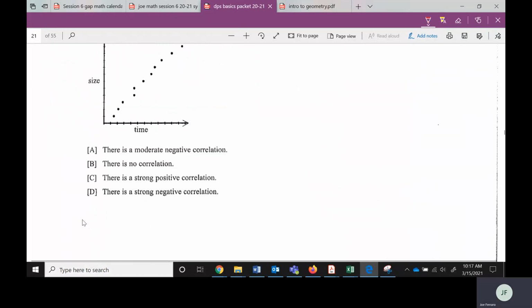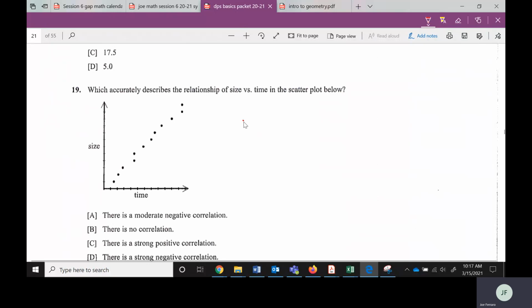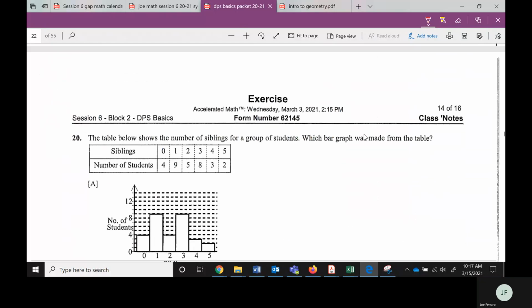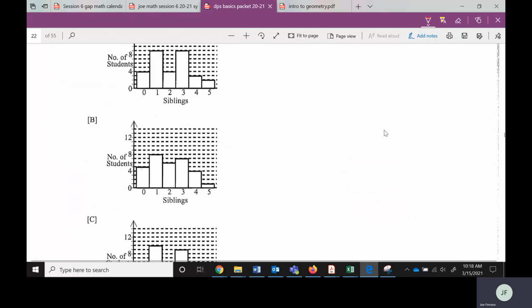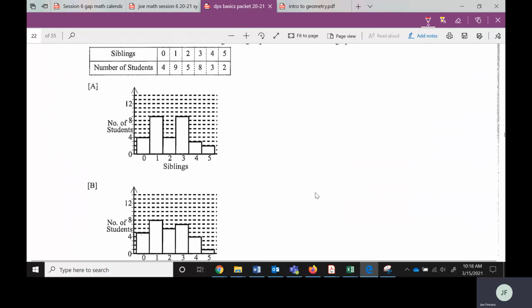Okay, number 19 here. Again, for this one, you're going to look at notes for number 1. Let's go back to number 1. Take a look at those notes. I think you'll be able to do this one. I forget which number, but there was a problem just like this that we did, figuring out which one of these match up.